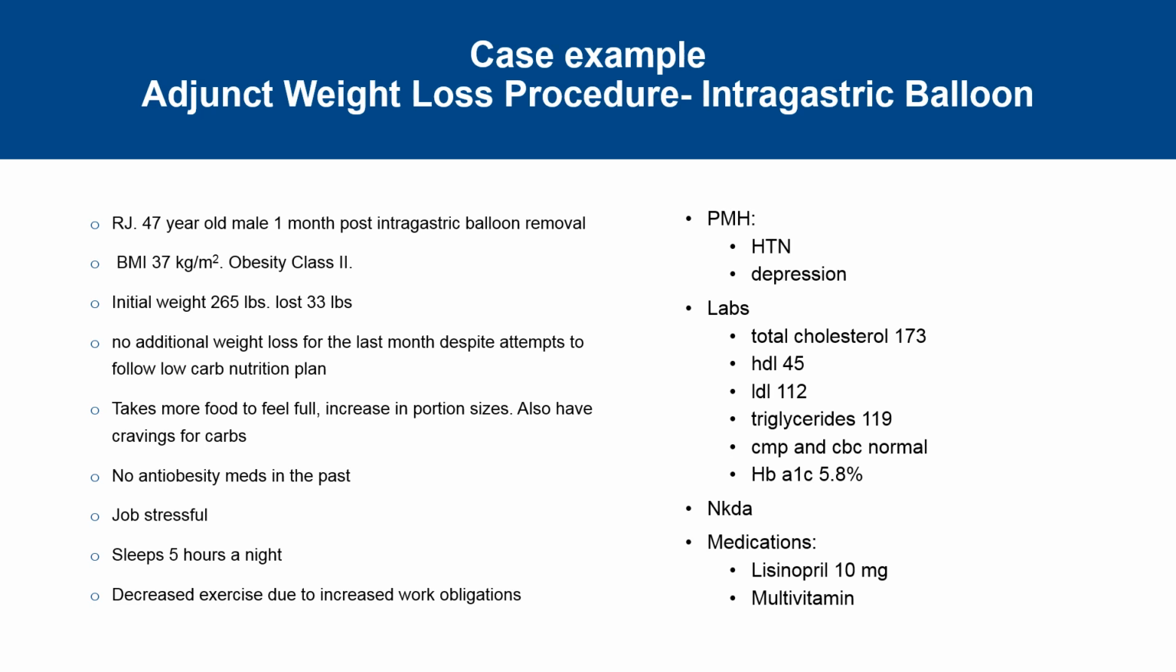In terms of past medical history, it is significant for hypertension and depression. His labs are noted there. Want to point out his hemoglobin A1C being 5.8%. No known drug allergies, and medications include 10 milligrams of lisinopril and a multivitamin.